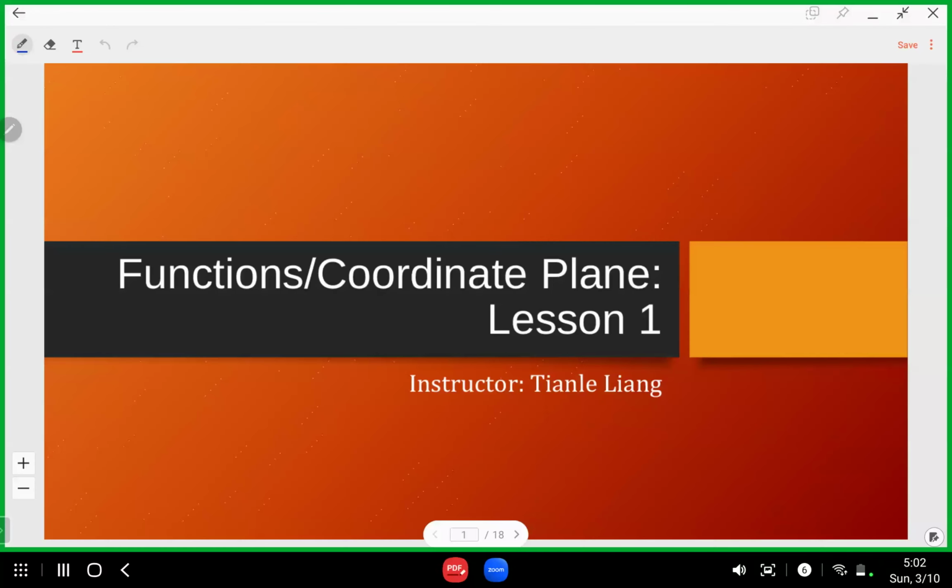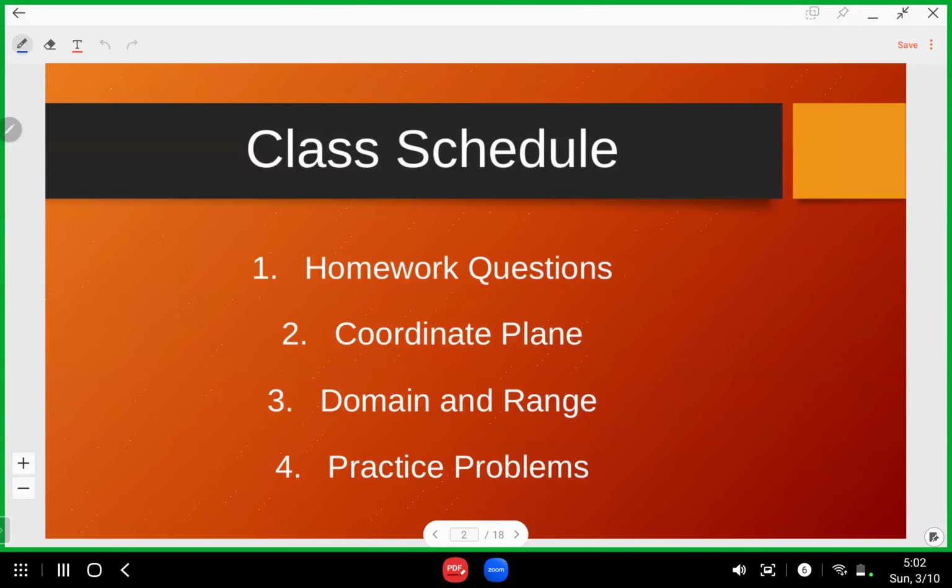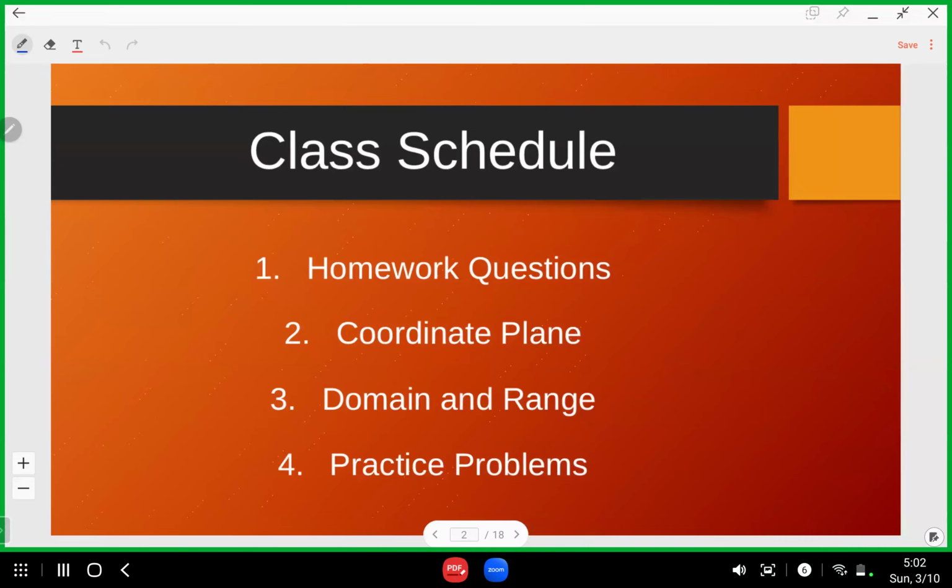So we'll be first going over homework questions over the inequalities. I think there are 5 problems. I'm going to give you a few minutes for each one to post your answers and try to solve it.